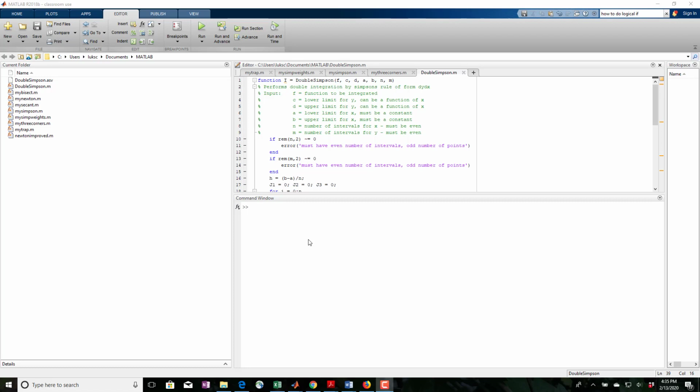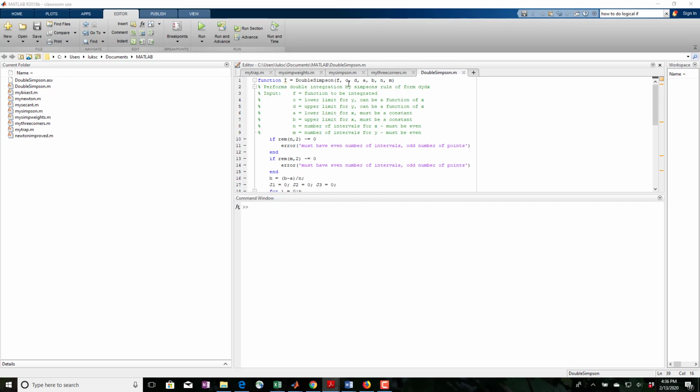In this video lesson, we're going to look at doing double integration in a fairly simple region. We're going to integrate first with respect to y, then with respect to x. And this is taken from a textbook by Burden and Faires, Numerical Analysis. It's a fairly straightforward application of what they do. So I named this double Simpson.